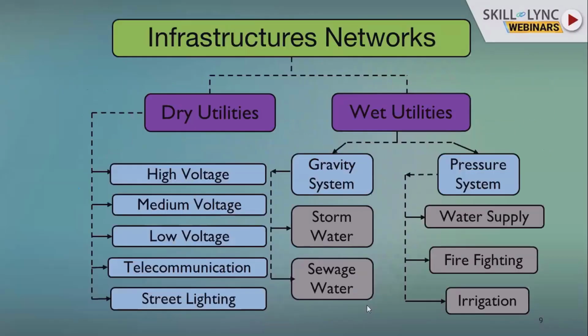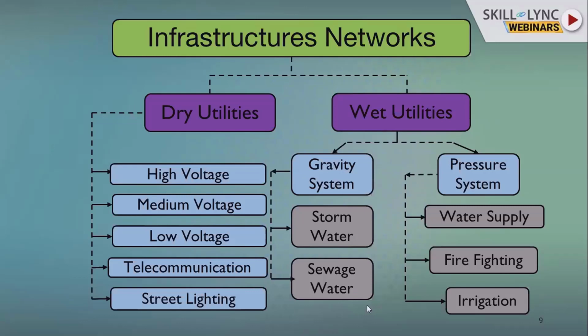Before I go into detail of the stormwater drainage system, I want to give you very important information, because when you work in your practical life, you always come across these two words. What are dry utilities? What are wet utilities? Dry utilities generally don't have any relation with water. So all electrical utilities, high voltage, medium voltage, low voltage, telecommunication, all these types of utilities, we call dry, because they have no relation with water.